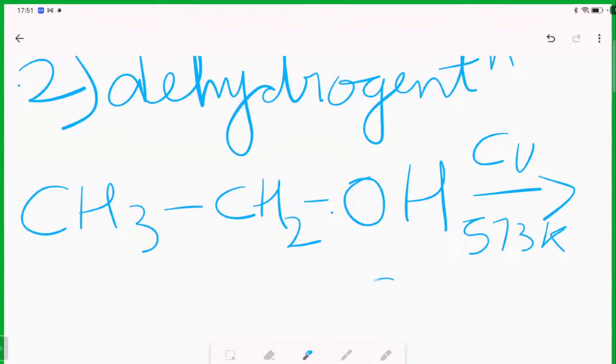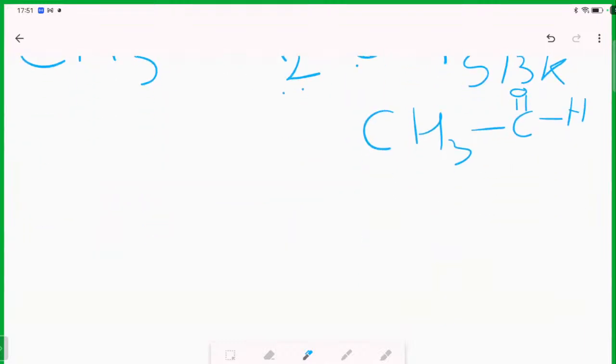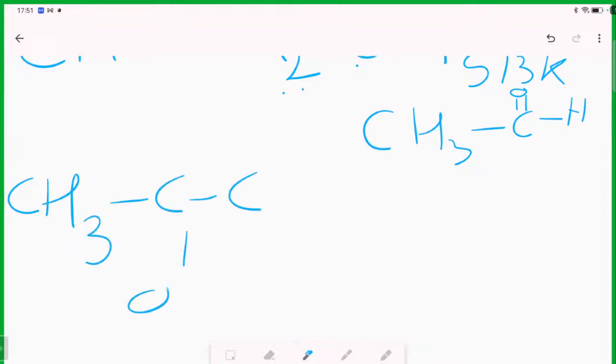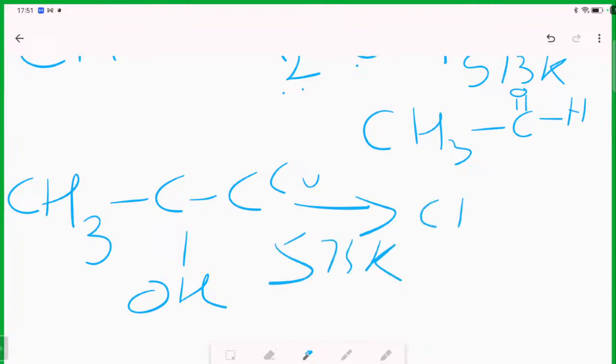In this aldehyde, the H of the OH group is removed, giving CH3C double bond OH, the ethanal group. If we do dehydrogenation of isopropyl alcohol, what do we use in dehydrogenation? We use Cu. If we take isopropyl alcohol at the same 573 Kelvin, we will get CH3COCH3. What is this? This is nothing but acetone, a ketone.